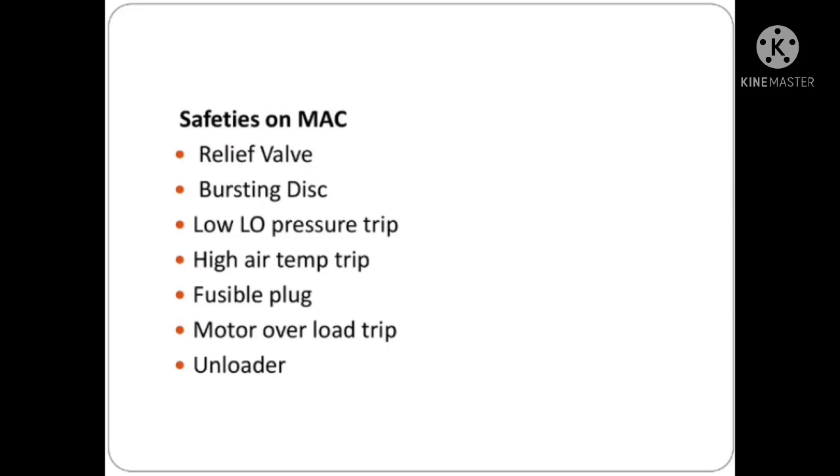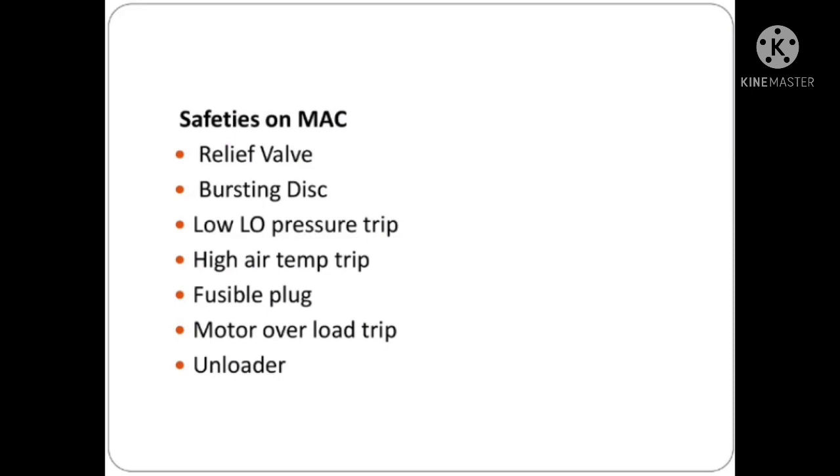One is the relief valve. Relief valve is provided on the intercooler and aftercooler. These are set at 10% above the working pressure. Then second comes the bursting disc. Bursting disc is provided on the water side of the intercoolers.